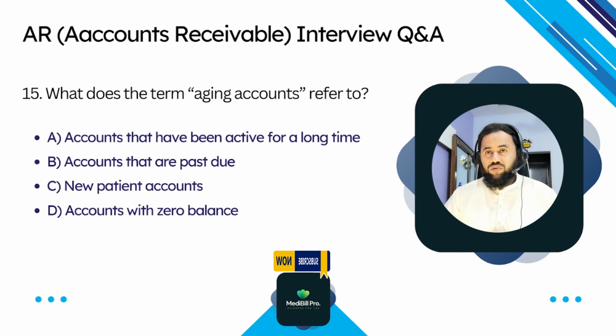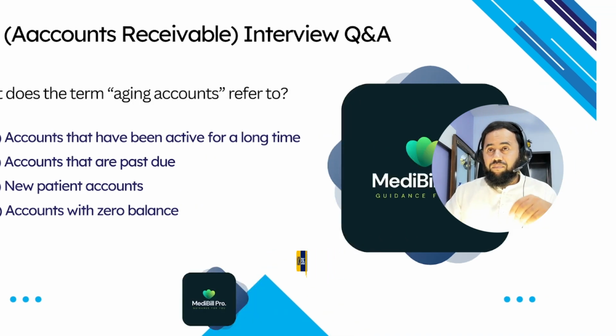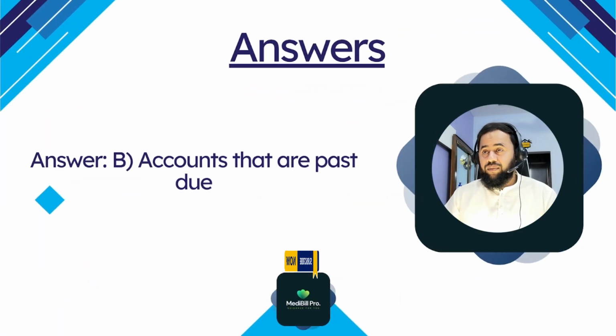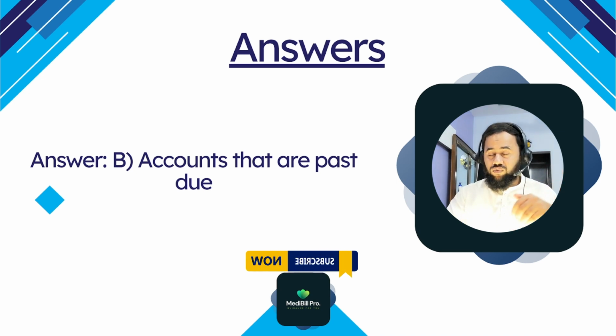Next question is question number 15. What does the term aging accounts refer to? Option A is accounts that have been active for a long time. Option B, accounts that are past due. Option C, new patients' accounts. Option D, accounts with zero balance. So let's see what that means and what the answer is. Accounts that are past due. So the answer to the 15th question is option B, accounts that are past due.